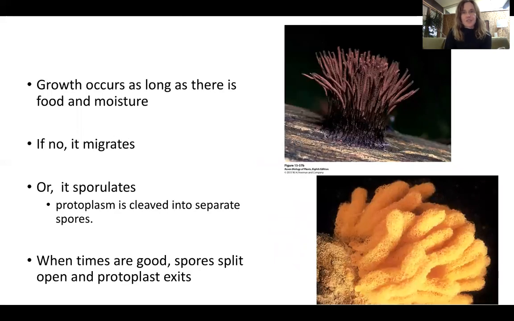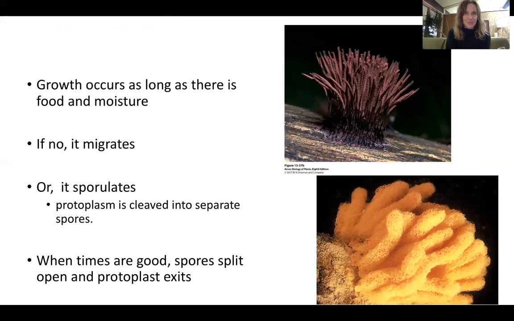So for these creatures, see, here's the sporangia. These guys are so beautiful, and if you just see them from a distance, they look like ooze, and you get up close and you see the intricate detail of these sporangia. They keep growing as this plasmodium as long as there's fluid and moisture, but as soon as it dries up, it sporulates, and the protoplasm just splits into separate spores. It's nothing really complicated. It's pretty easy. And then when times improve, the spores split open and the protoplast gets back to eating.